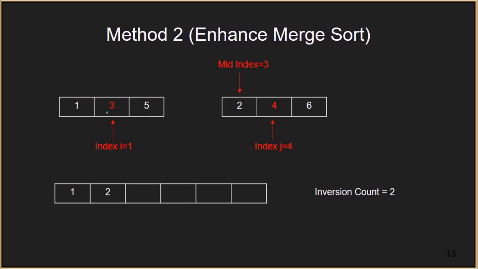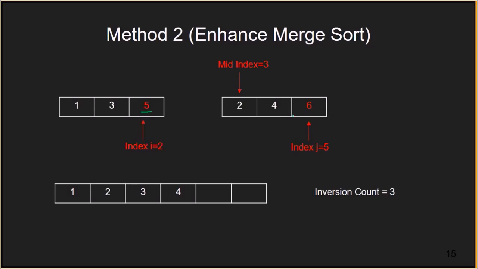Now we compare 3 with 4. As 3 is smaller than 4, we move the value 3 to the sorted array and increment the value of I. Now we compare 5 with 4. Clearly 5 is greater than 4, but the index of 5 is smaller than the index of 4. So we have again found an inversion. As per our algorithm, we'll add mid index minus I, that is 3 minus 2 equal to 1 inversion in the inversion count. After that, we'll move 4 into the sorted array and increment the value of j.